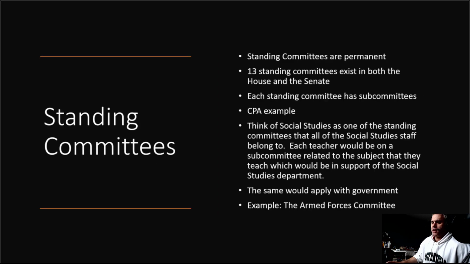And we're going to apply the same logic to government. And when we do that, we're going to talk about standing committees. Standing committees are groups of people who are essentially charged with addressing certain aspects of government. Now keep in mind, there are 13 standing committees in both the Senate and the House of Representatives. And each of those committees have subcommittees. There are so many different committees within the House of Representatives and the Senate. There's the Judiciary Committee, there's the Armed Services Committee, there's the Agricultural Committee, there's one on education, but there's 13 different ones.